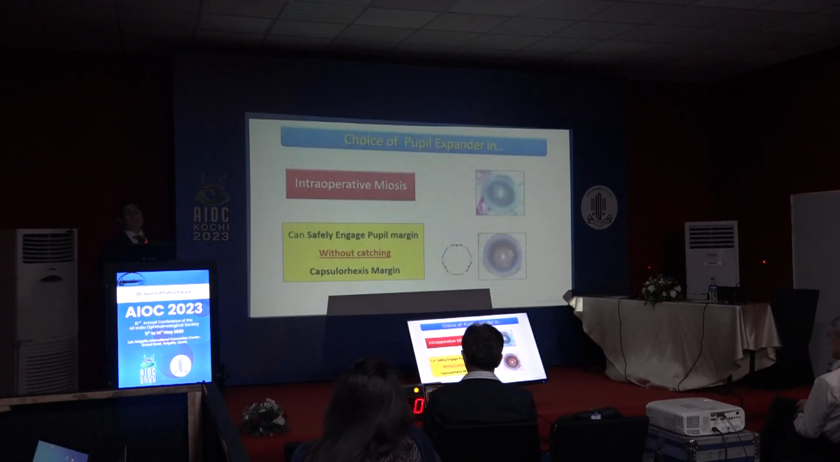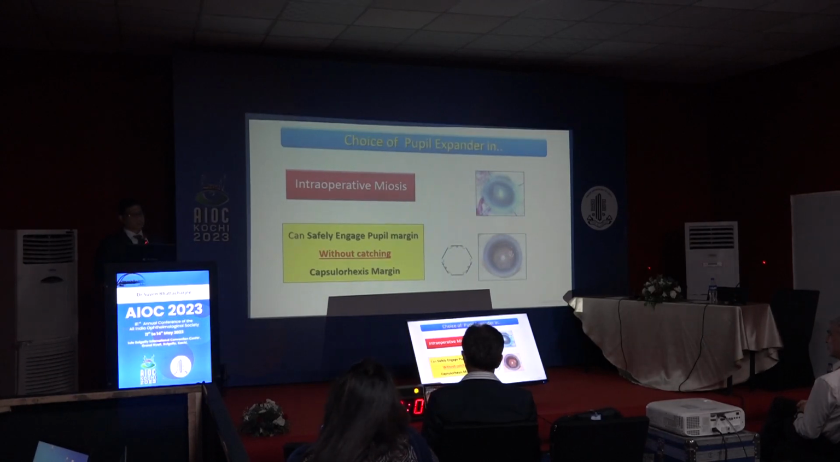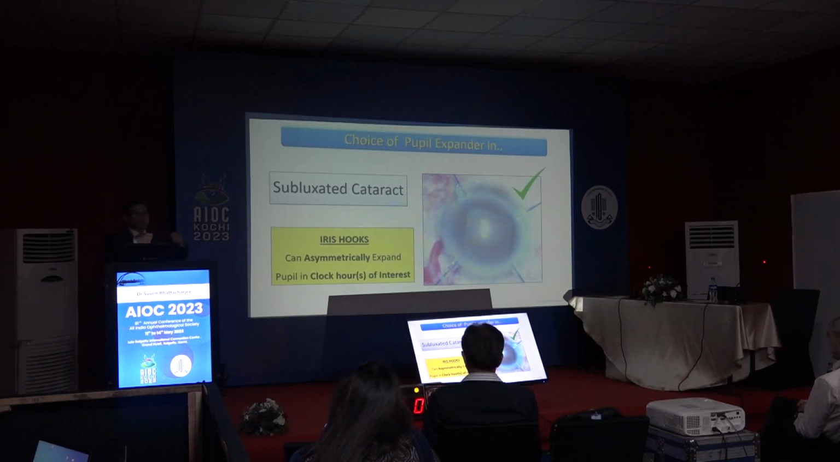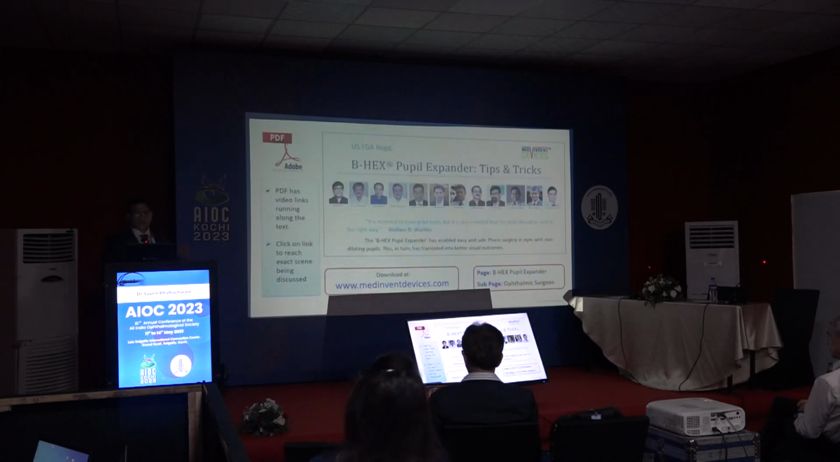So my choice of pupil expanders in intraoperative miosis, something which can engage the pupil margin without catching the capsular excess margin, my go-to devices will be either iris hooks or a BX pupil expander among pupil expanders. Choice of pupil expander in a subluxated cataract, well, without any doubt, it's iris hooks. Make no mistake, though, just because I'm the inventor of BX, I know I'll be partial to it, but I still will not use it in a subluxated cataract because it allows only symmetric expansion. I can take as many iris hooks to as many hours that I need, and I can expand whatever side I require.